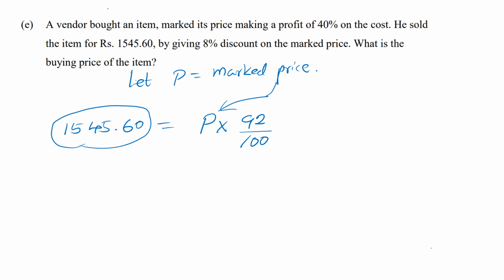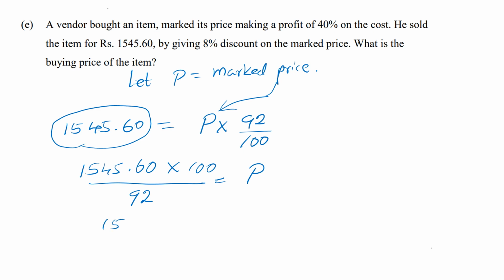So I think you can simplify this. You have to do this cross multiplication, and you can do it like this: 1545.6 into 100 divided by 92 equals P. You multiply by 100, and this decimal point goes 2 places to the right side when you multiply this by 100, and then it becomes something like this.